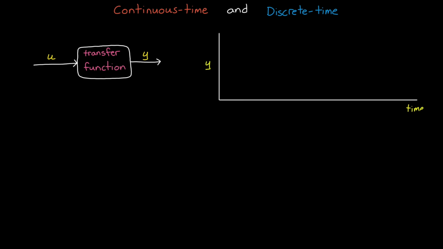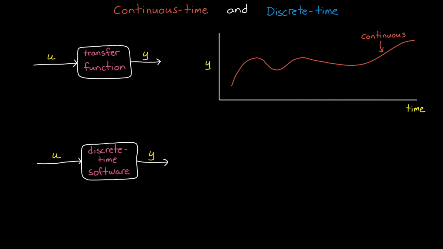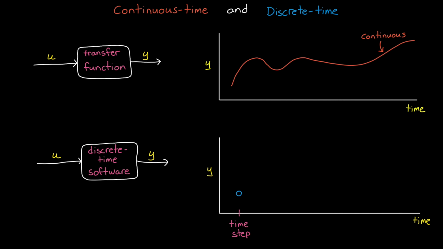Now, before we get into any of these methods, we need to talk briefly about continuous time and discrete time systems. Transfer functions are continuous time functions, so they produce a continuously changing signal in the time domain. But software runs in discrete time. At each time step, the code runs and the variables are updated. And then those values are held until the next time step when the code runs again and they're updated once more. So the variables in a discrete system are only updated periodically.